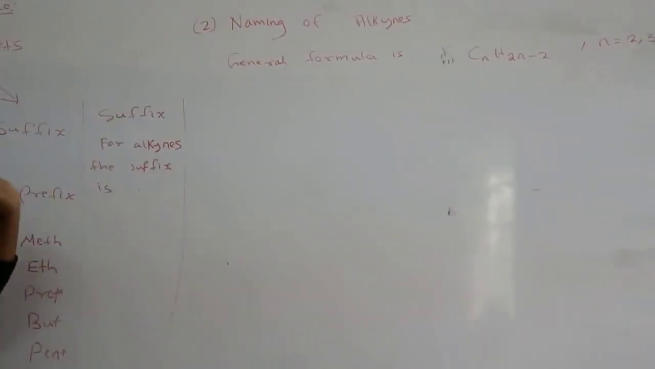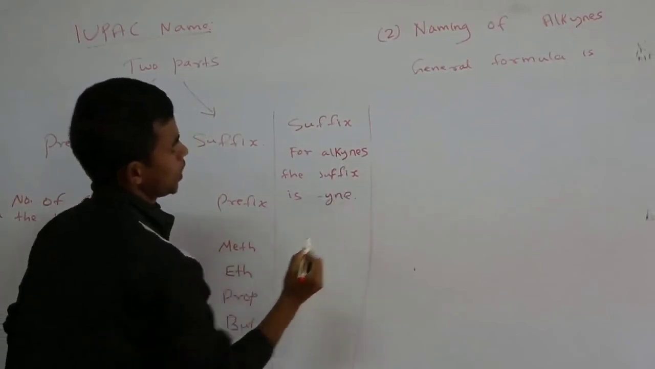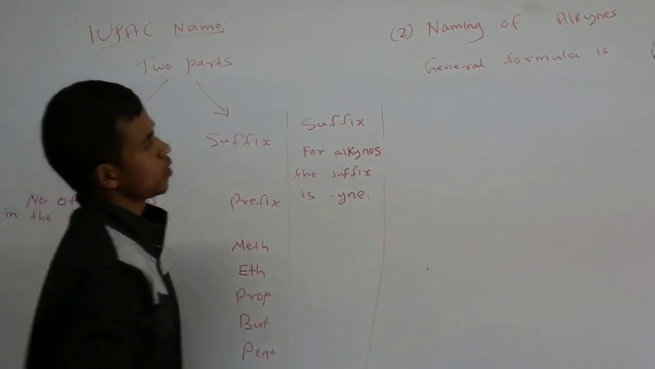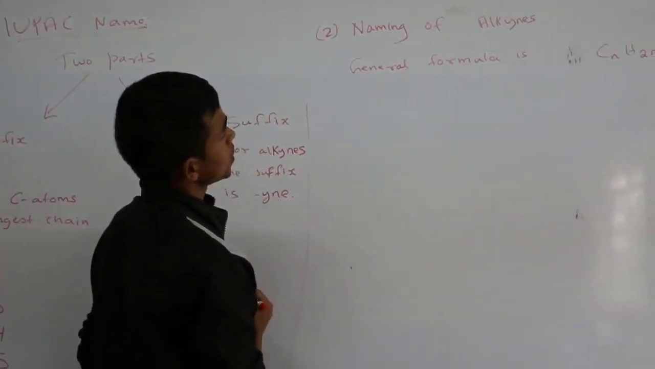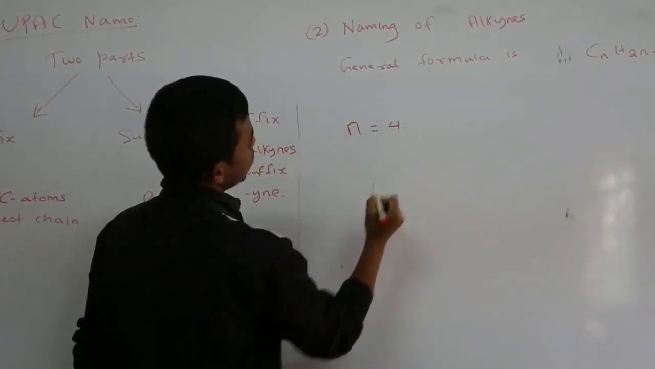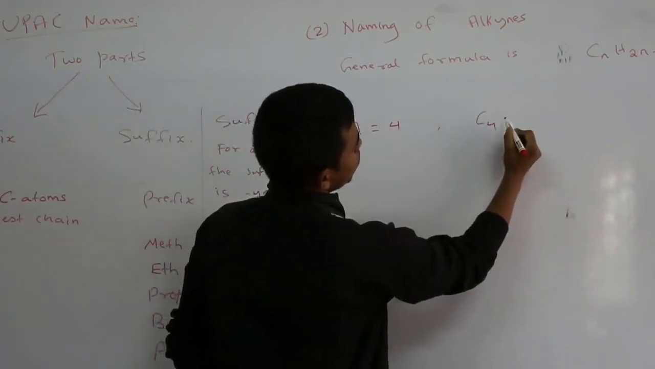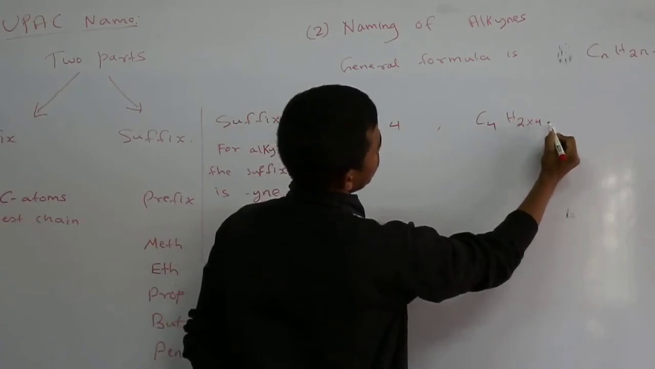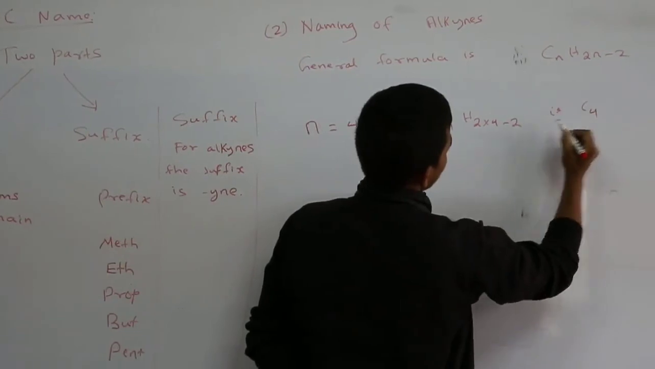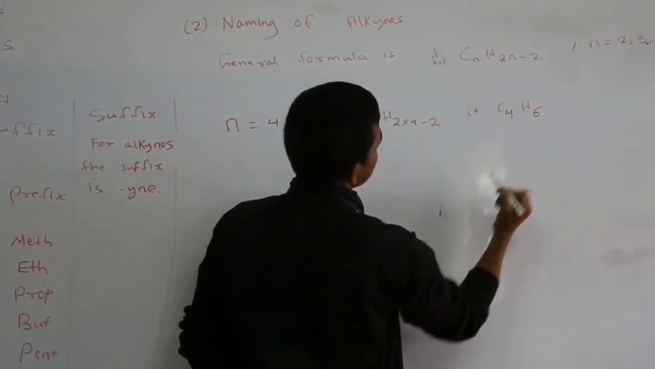And here for alkynes, the suffix is "-yne", Y-N-E, and the prefix will still remain the same. Here, let's have a look at only one member of the alkynes, when n is 4. When n is 4, we have C4H2n, 2 into 4 minus 2, that is C4H(8 minus 2), which is C4H6.